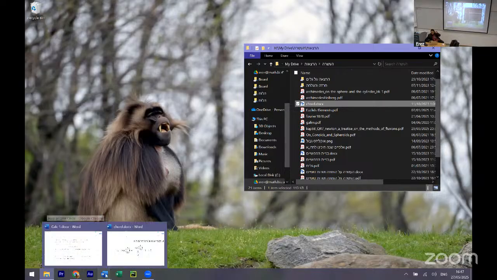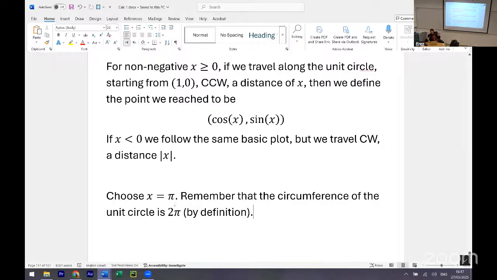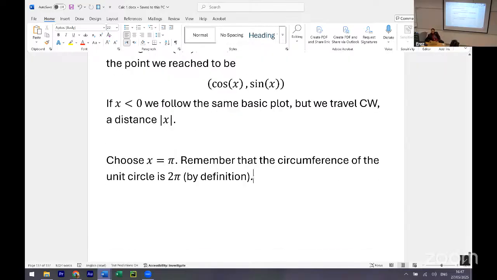And then I looked for it, and there is a way to prove the area without using sine at all. The connection between the area and circumference. Okay. In any case, remember the circumference of the unit circle is 2 pi by definition. So for our course, pi by definition is half of the circumference of the unit circle.